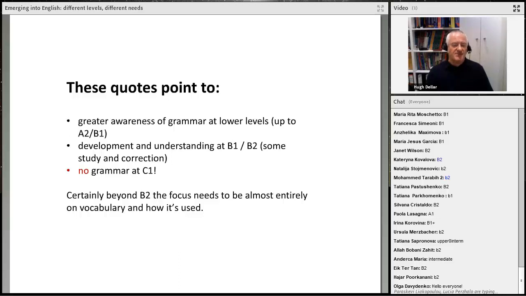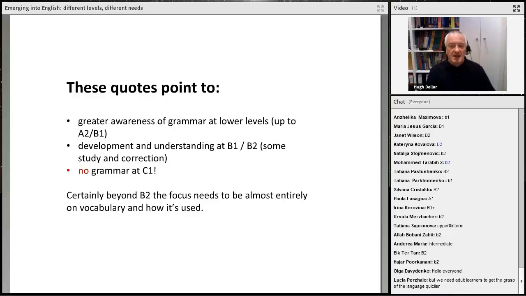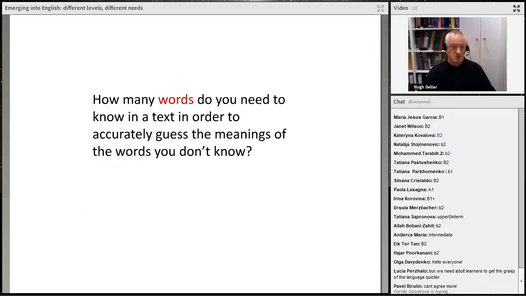We need to have this development and increased understanding at B1 and B2, maybe a little bit more study, a little bit more correction, and then really by the time we get to advanced and proficiency level, there is almost no more grammar to look at. Certainly beyond the B2 level, when we get into the advanced proficiency levels, the focus needs to be almost entirely on vocabulary and how the vocabulary is used.